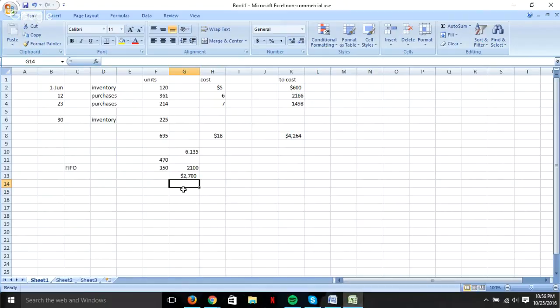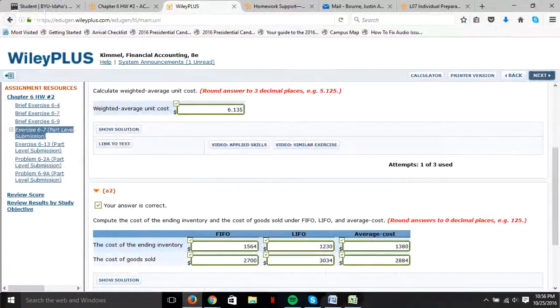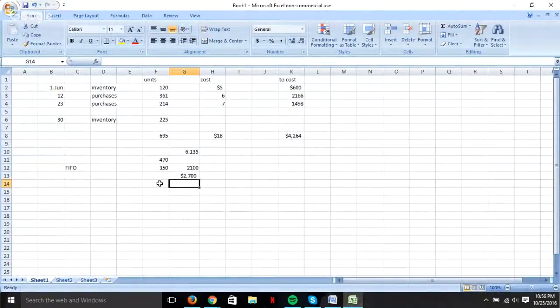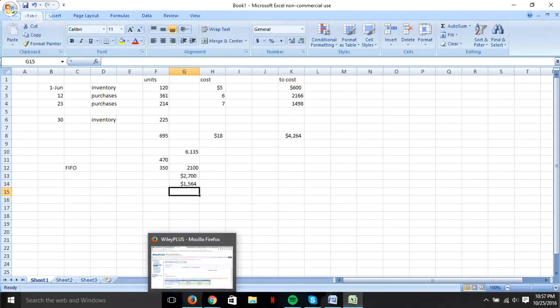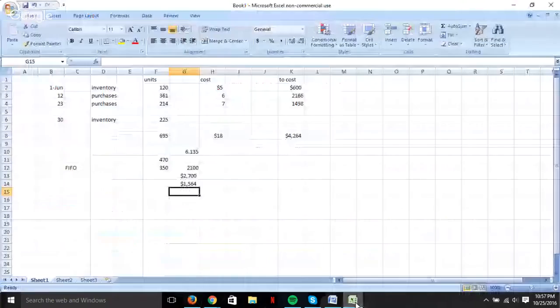So that answers part of the question, which was, as we see here, the total cost of goods sold was $2,700. And then to solve for the rest of that, the total cost minus the cost of goods sold, 1564, and this was the ending inventory cost. That was how much of the inventory we have left. This is what it cost us according to the FIFO system. That is, again, correct. So there's FIFO.